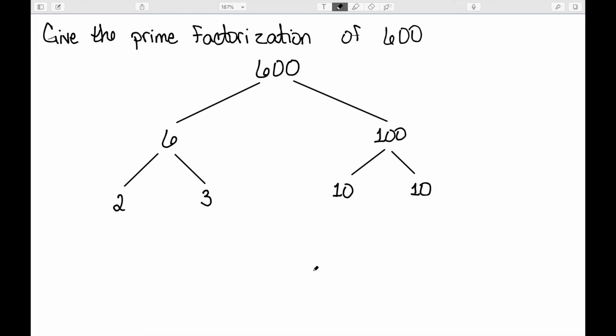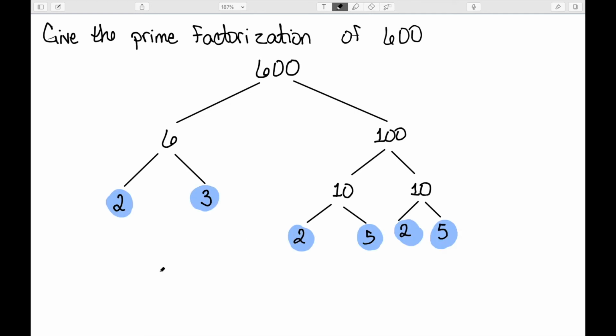We know that 2 is prime and 3 is prime, so I'm going to move to the right-hand side. What multiplies to give me 10? Well, 2 times 5. Since both 2 and 5 are prime, I've completed my factor tree, and now I just have to look at what I have.